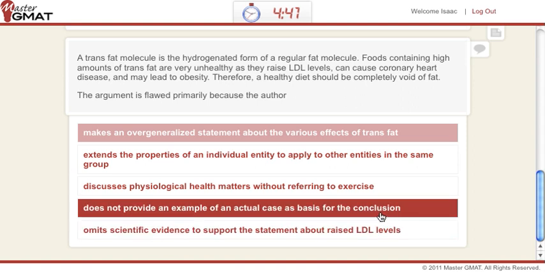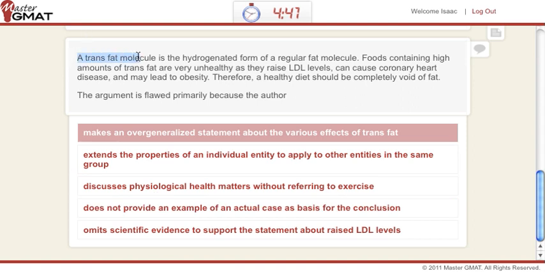D: Does not provide an example of an actual case as basis for the conclusion. Well, actually, firstly, we don't need to provide an example in order to make a logical argument. Secondly, since it's data, this is taken as true, so we actually do not need to have anything more specific that supports the actual conclusion given. So that doesn't make sense.